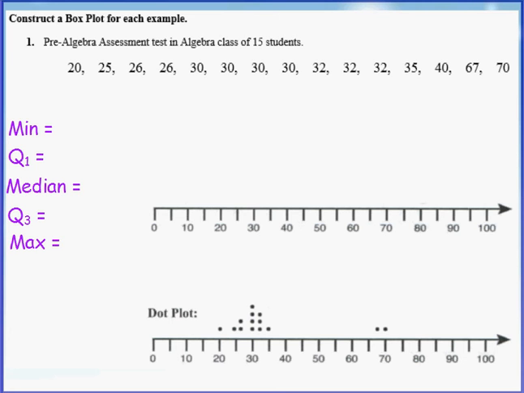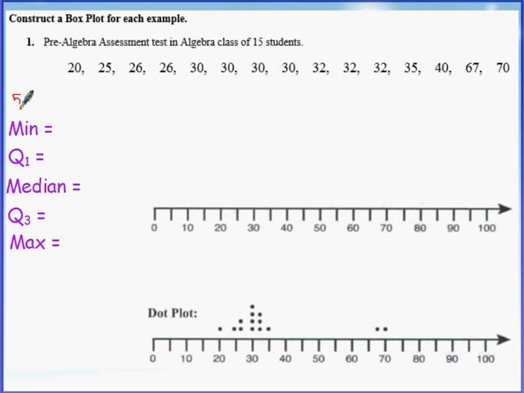Okay, let's construct a box plot for each of these examples. Here we see a list of pre-algebra assessment test scores for an algebra class of 15 students. So now they are already listed in increasing order. There's test scores of a 20, and they range all the way through to a 70. So now we want to find our 5-number summary.